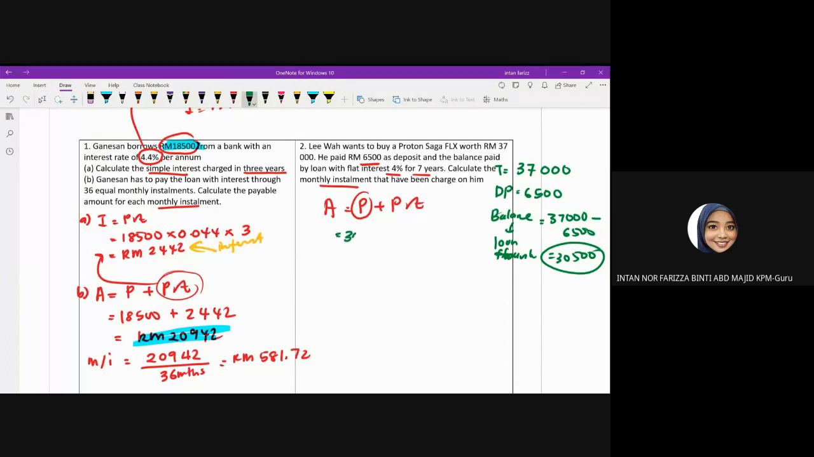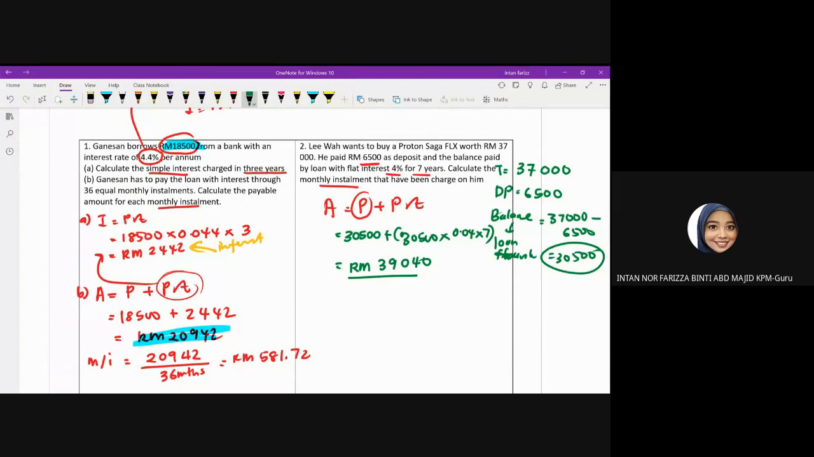So 30,500 plus 30,500. What's the R? R is 4%, so 0.04. For how many years he hutang? It is for 7 years. Okay, so you calculate. Okay, so calculating this will give you 39,040 ringgit. So dia hutang 30,500, tapi at the end of the 7 years, he has to pay up to 39,040 ringgit.